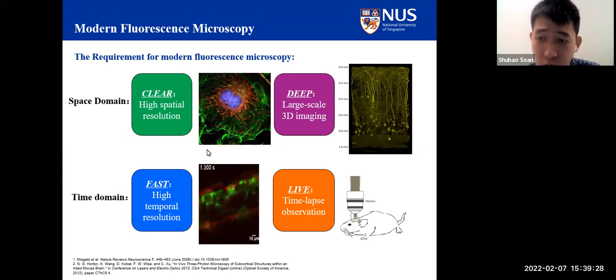In the time domain, the temporal resolution should be very high to resolve fast dynamic biological processes, such as blood flow. Besides, the imaging process should remain very stable so that live tissue or live animals can be used for time-lapse observations. But until today, there still does not exist a very good solution that can achieve all these imaging requirements at the same time in one single microscope unit.